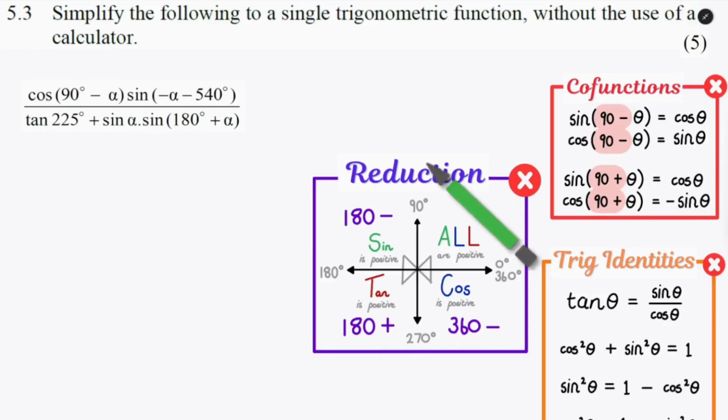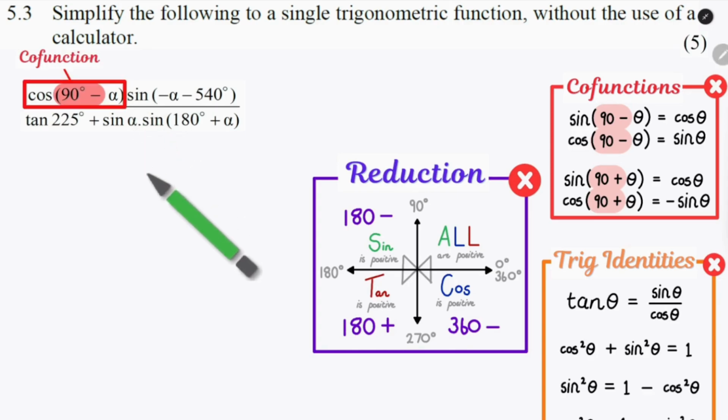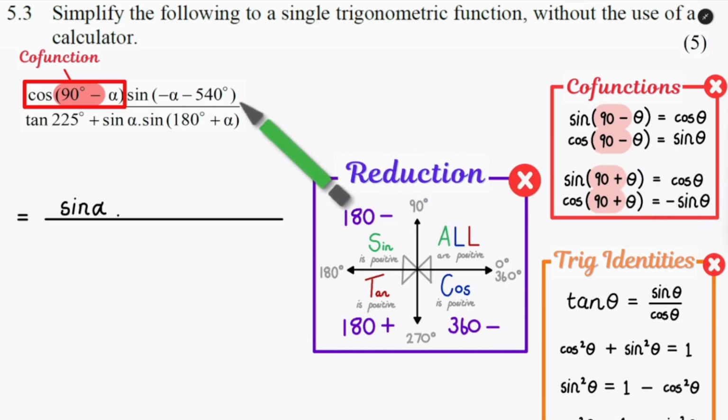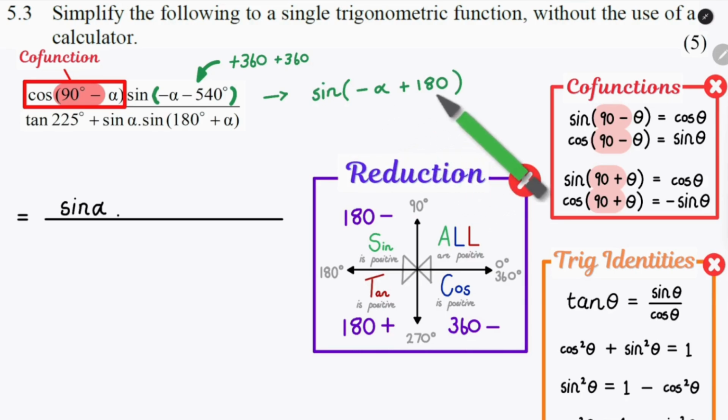Question 5.3, we need to simplify this trigonometric expression to a single trig function. Okay, that 90 minus, if I analyze that, it's a co-function. So it changes to sine of alpha, using this little co-function over here that you need to know off by heart. This over here, I can't reduce that. So I need to add 360 to it twice. That will change it into sine of negative alpha plus 180.